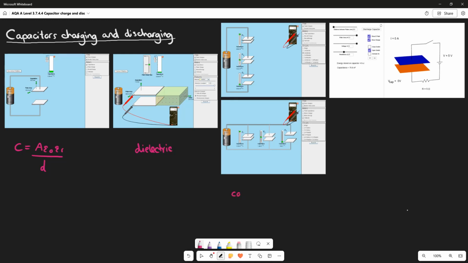We're going to have a look at capacitors in circuits and how the charge moves around. And then finally, we're going to have a look at an animation of a charging capacitor.